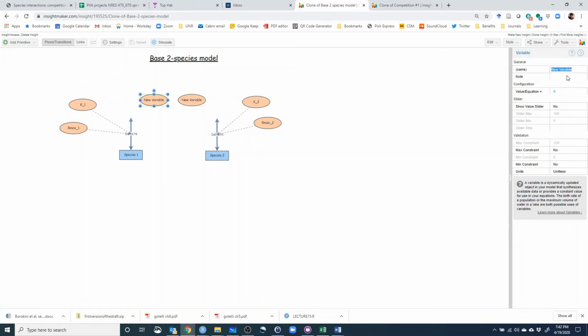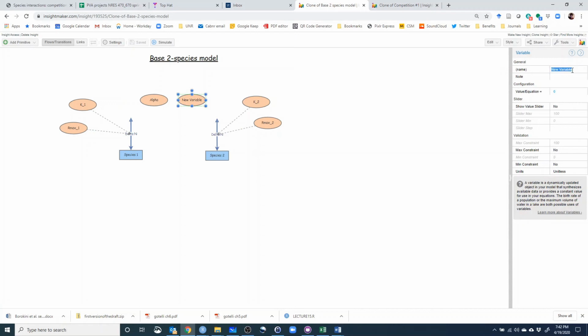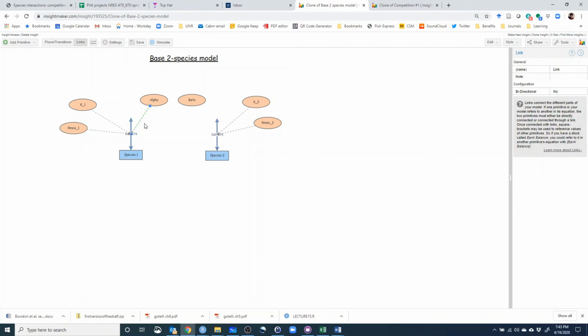This is going to be alpha, which is the degree to which individuals of species 2 contribute to using up carrying capacity for species 1. And we have beta, which is the opposite, the degree to which individuals of species 1 use up carrying capacity for species 2. And where do these link in? Well, alpha, remember, links into the equation for species 1 because it impacts the degree to which carrying capacity for species 1 is used up. So let's link alpha to species 1, and we'll link beta to species 2.